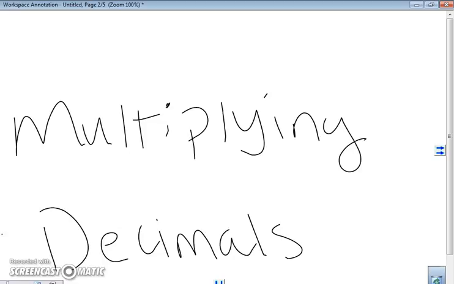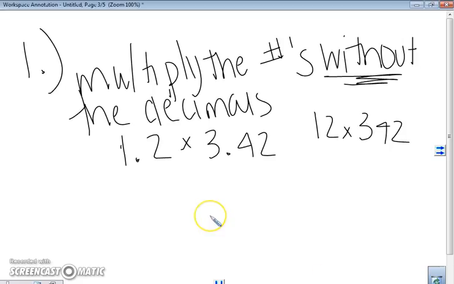Now, multiplying decimals is pretty much the same thing as multiplying whole numbers, because we're going to make it exactly the same as multiplying whole numbers. So the idea behind multiplying decimals is that the first thing we're going to do is just multiply the numbers without the decimals. So we're going to remove the decimals as our very first step.